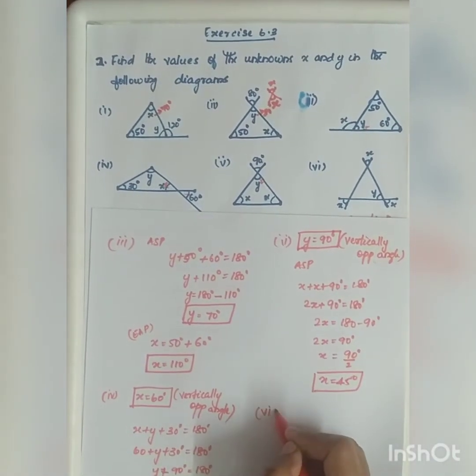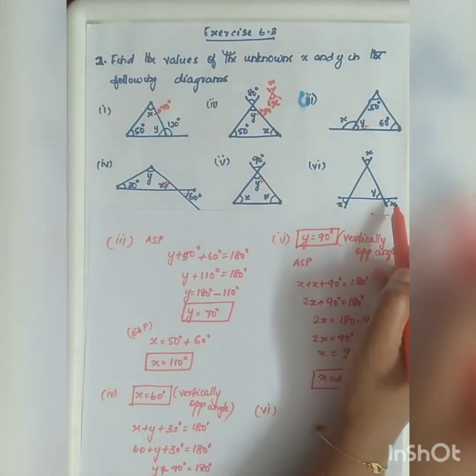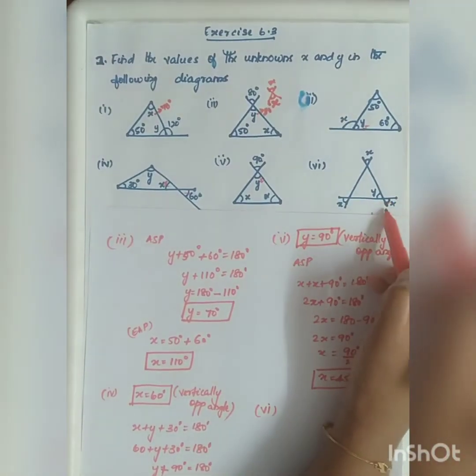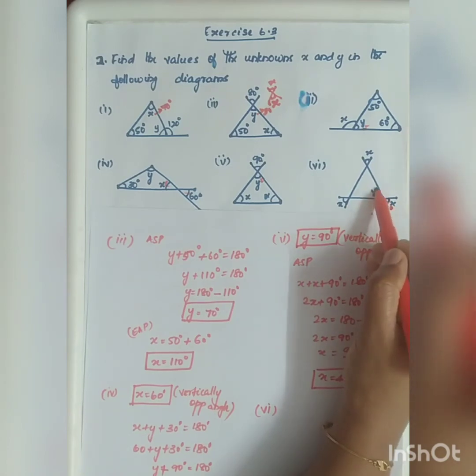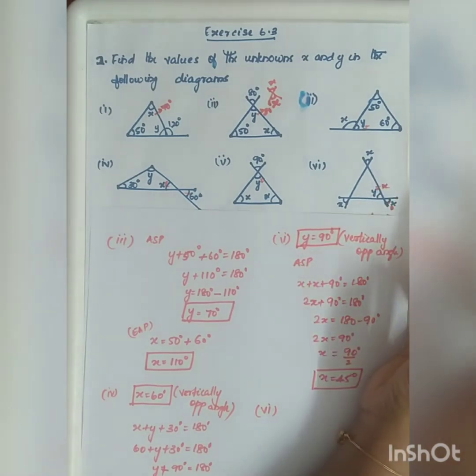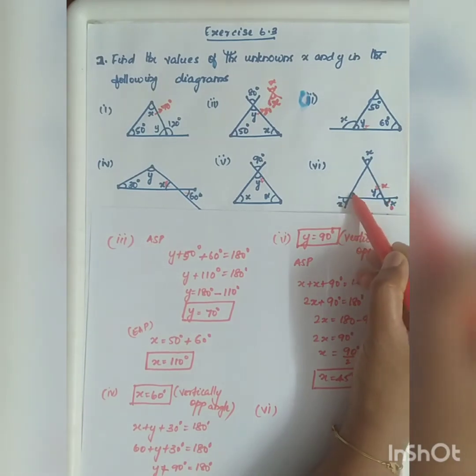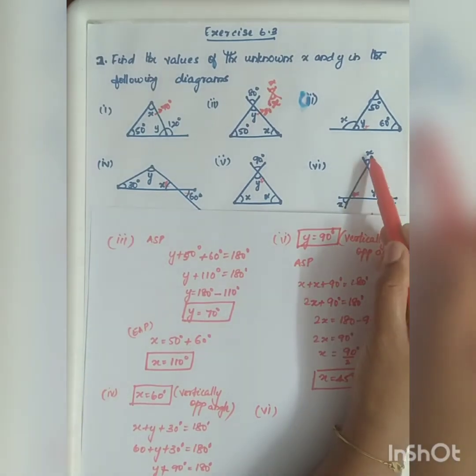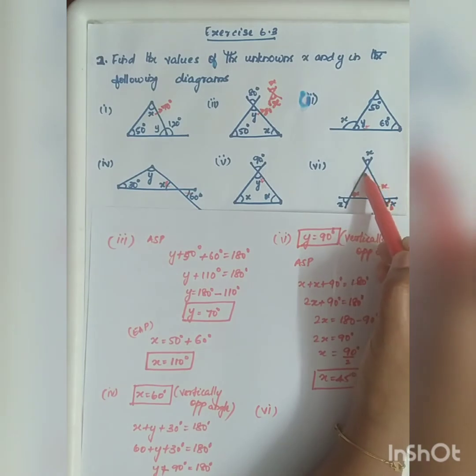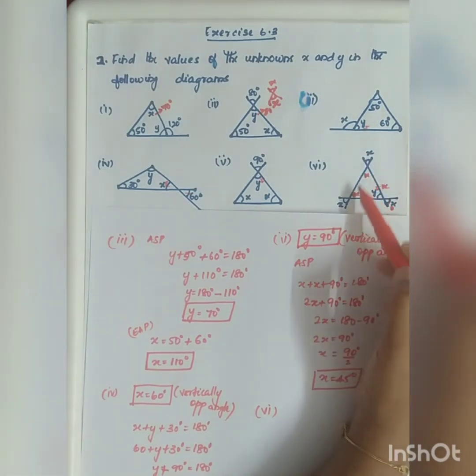Moving on to the last diagram. So here it's very easy. So here it is vertically opposite angle. So here it is x. So I can equate that y is equal to x. Here it is x. So vertically opposite angle, here also it will be x. Here it is x. So vertically opposite angle, it is also x. It's nothing but 3x.